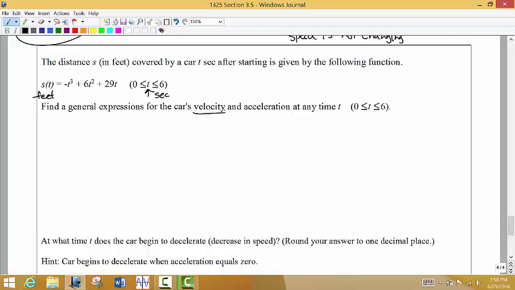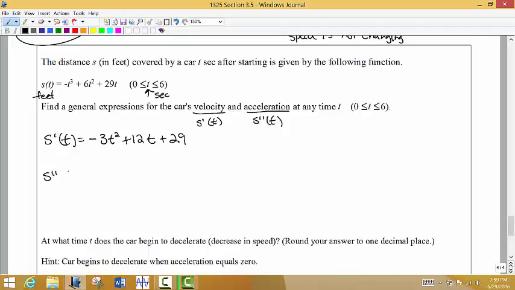So velocity is asking me for the first derivative. Acceleration is asking me for the second derivative, so how fast my speed is changing. So let's go ahead and take the first derivative. Now really nice, I've given you just a very straightforward function that we just have to use the power rule here to find that first derivative. So that would be negative 3t squared plus 12t plus 29.